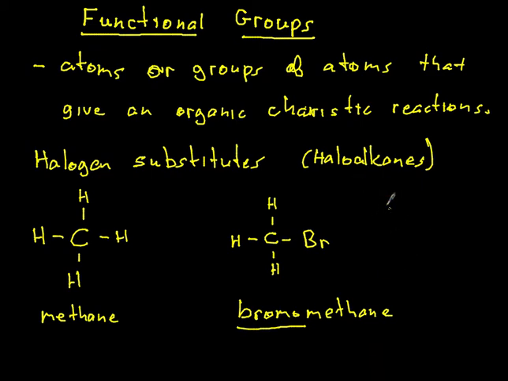And so your halogen groups are going to be fluoro, bromo, chloro, and iodo. That's how we're going to name them. We're just going to change the ending to O on those halogens. And so let's take a look at another one.